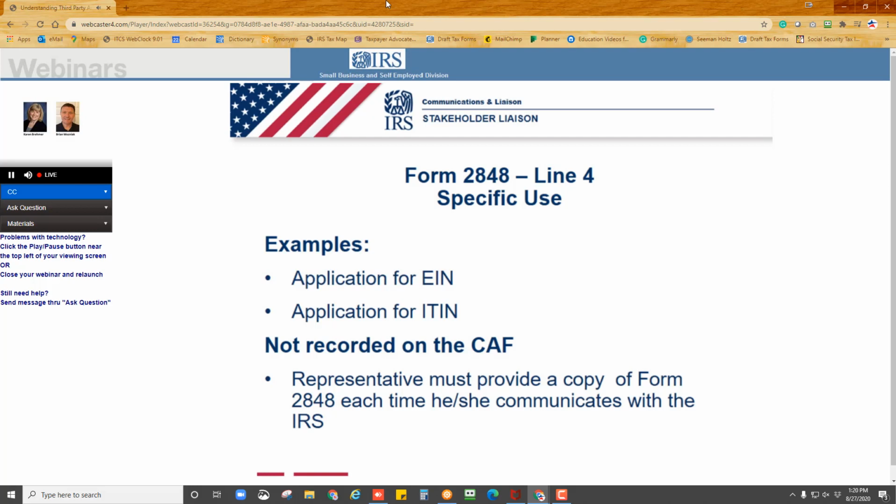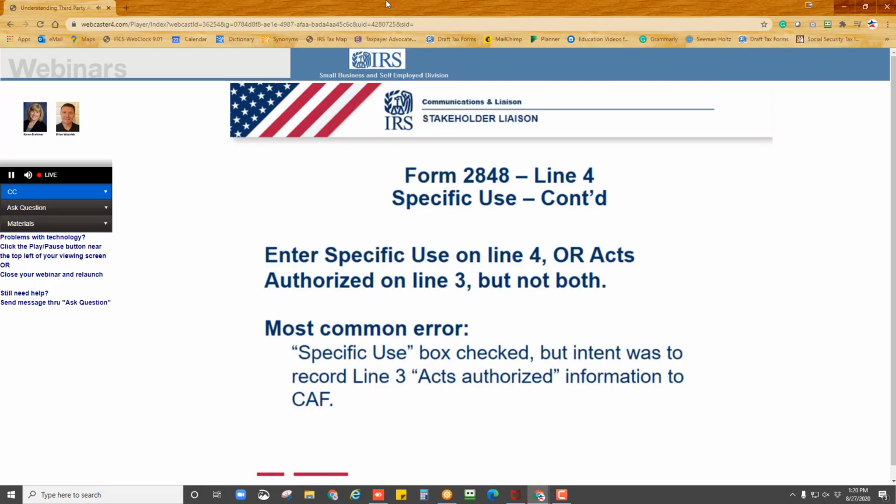the person at PPS is going to tell you that they can't see the POA on the CAF, and the reason they're saying that is, again, when we get a 2848 for a specific use, it's not recorded on the CAF. So when you do have that situation, what you need to do is provide a copy of the 2848 each time you communicate with somebody at the IRS, because the information is not going to be available to the IRS employee on that CAF database because it's not recorded there.